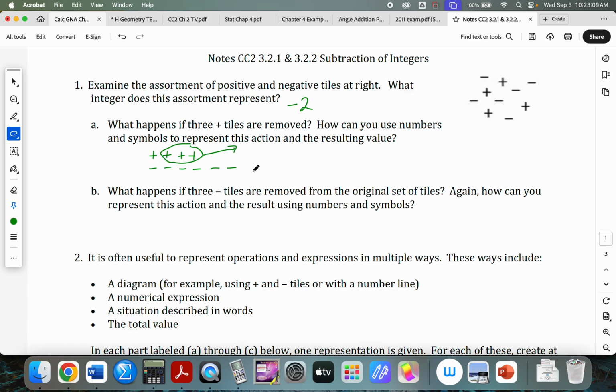What does this represent now? What is it? -5. So we started at -2, and we removed 3 positive tiles, so -3. That's equal to -5.